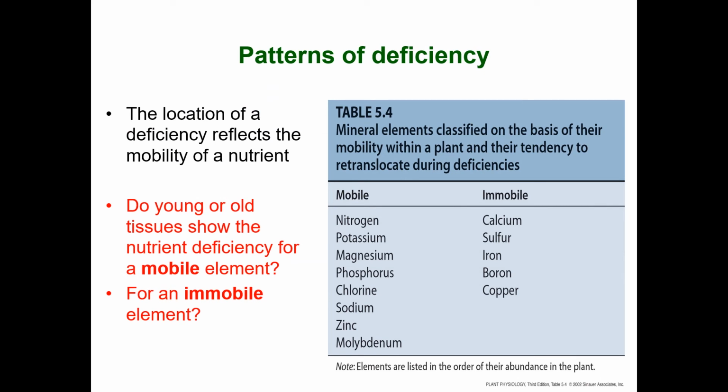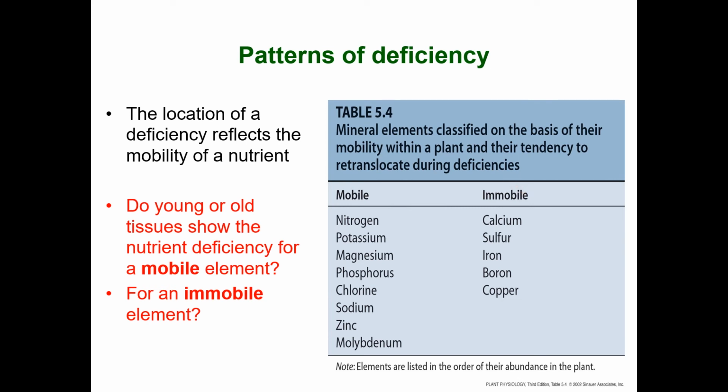Patterns of deficiency in a nutrient and the kinds of patterns we saw in the earlier slides can reflect how mobile that nutrient might be within the plant. So we have a number of nutrients listed here that are mobile in the plant. Once they come in and end up in one location, they can be moved somewhere else. Nitrogen, potassium, magnesium are all in that category. And then we have a number of other nutrients that are relatively immobile in the plant: calcium, sulfur, iron, boron, copper. These are nutrients that tend to stay put.